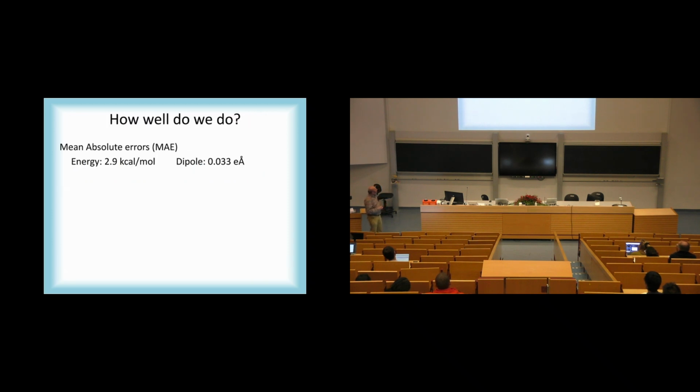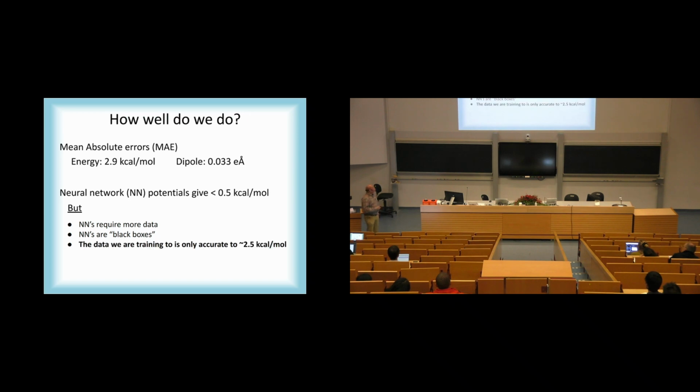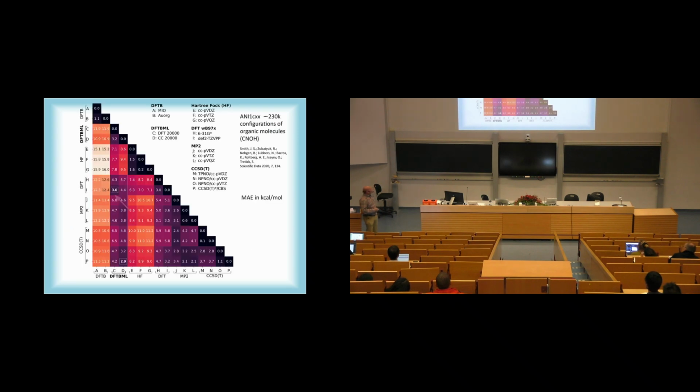So here's the ultimate performance we get. 2.9 kcals per mole, and dipole, I'll show a little more. And if you were to show that to OLS or some neural net person, they would say, wait, 3, that's terrible, I can get you below half. But this is, 1, he needs a lot more data. 2, it's a black box model, so you don't know what it's doing. But 3, look at the data you're training to.